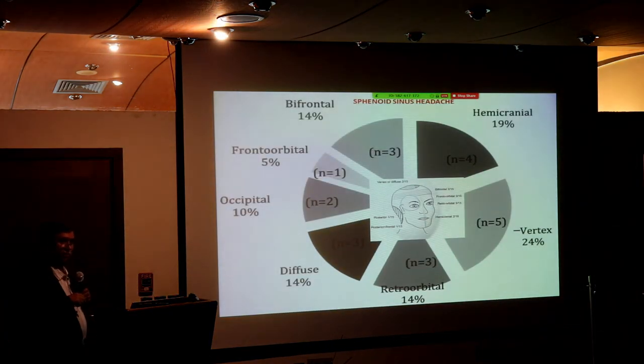Where does the headache of the sphenoid sinus come in? Again, we just press here and there, we say no sinusitis. It could be anywhere. It could be bifrontal, could be one side, could be frontoorbital, could be occipital. What do you think of that? Occipital headache caused by sphenoid sinus. If you don't think about it, you cannot diagnose it. Diffuse, generalized, retroorbital, all vertex. Hemicranial, looks like a migraine or something.